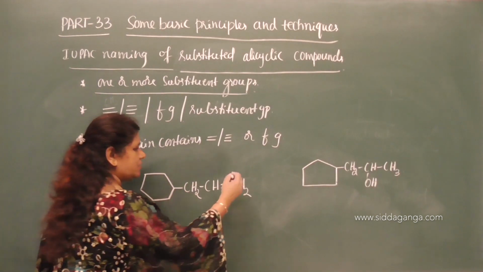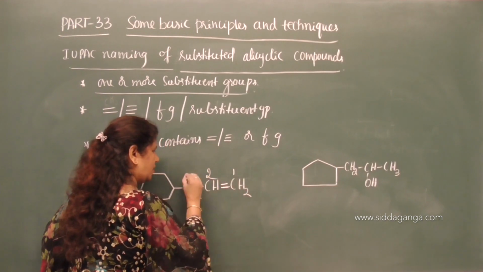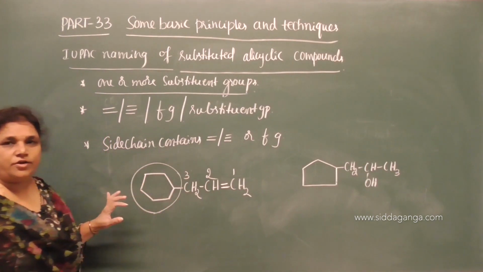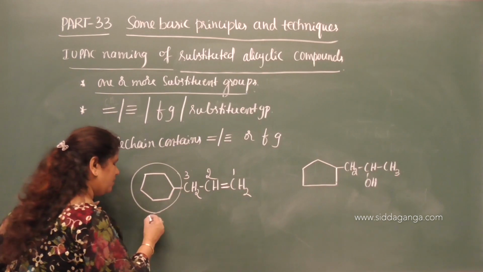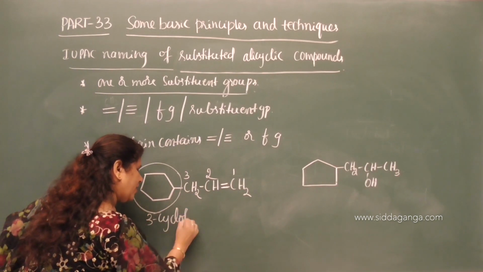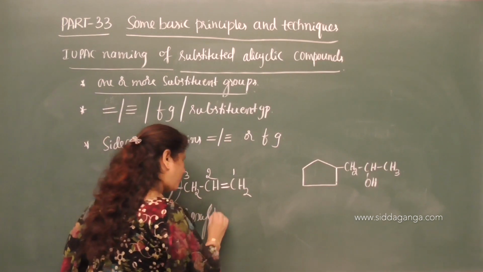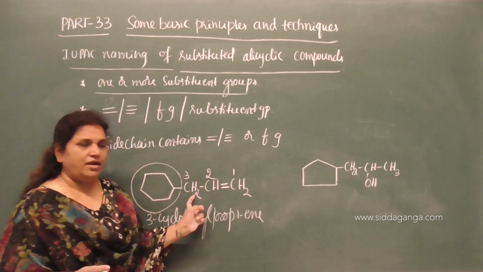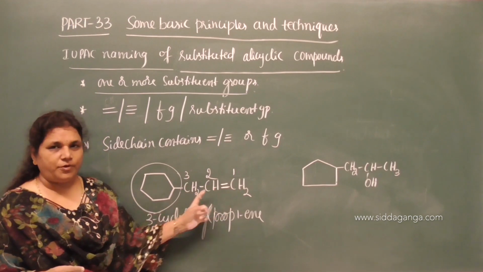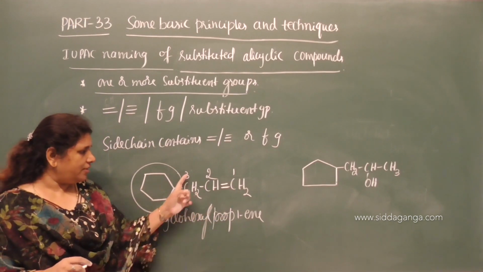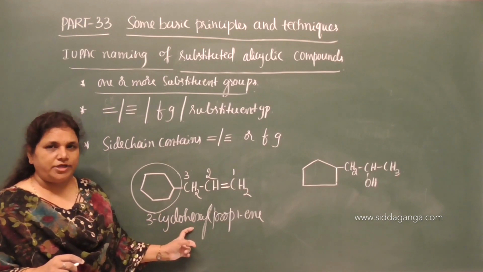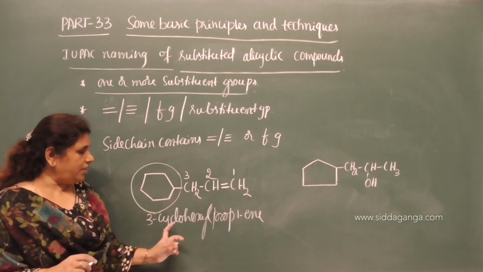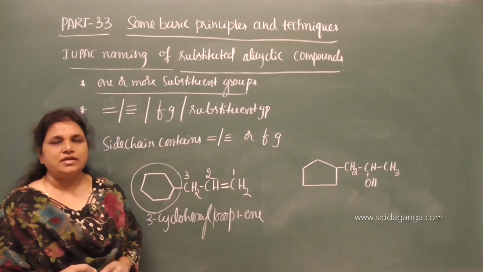Now what is the name? Give the preference to the double bond, 1, 2, 3. On the third carbon we have this substituent group. What is this substituent group? Cyclohexyl. So 3-cyclohexyl prop-1-ene. Propene is the root word here. In propene the third carbon is attached to the substituent, which is nothing but cyclohexyl, so 3-cyclohexyl prop-1-ene, or 3-cyclohexyl propene is the IUPAC name.